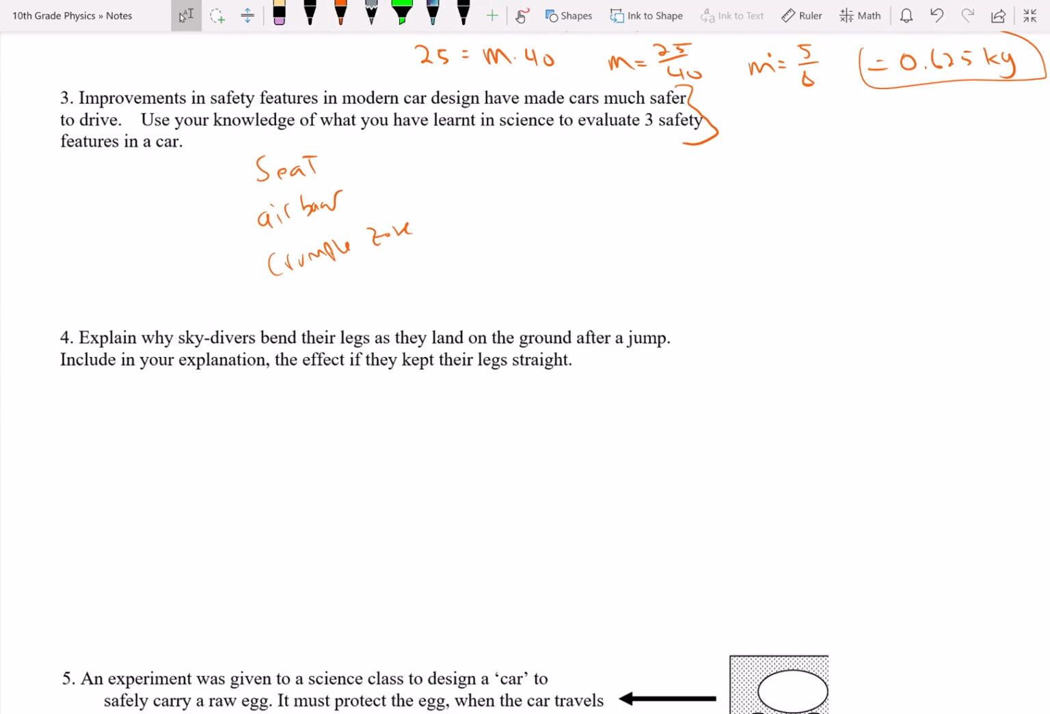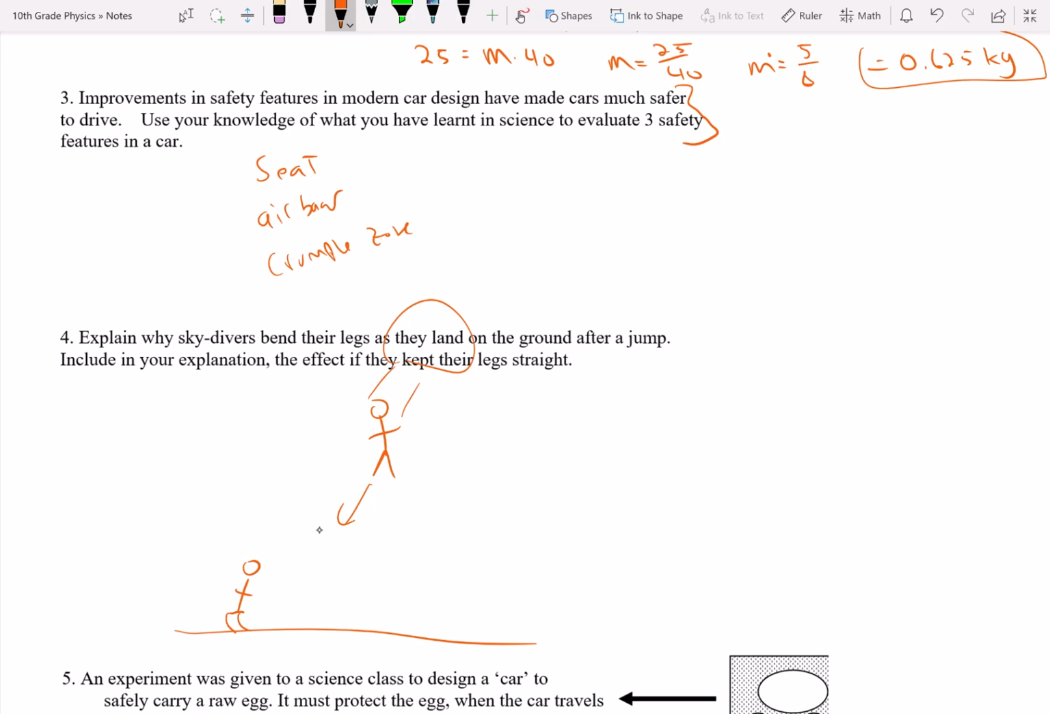Explain why skydivers bend their legs as they land on the ground after a jump. So you can imagine there's a skydiver coming down. He has a parachute, obviously. The ground's down here. He's coming down pretty fast. When he hits the ground, he typically bends his legs. Right? And the question is, why would you bend your legs?